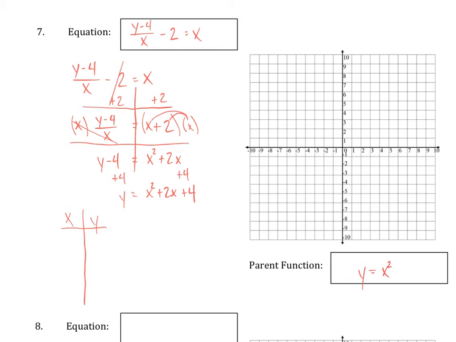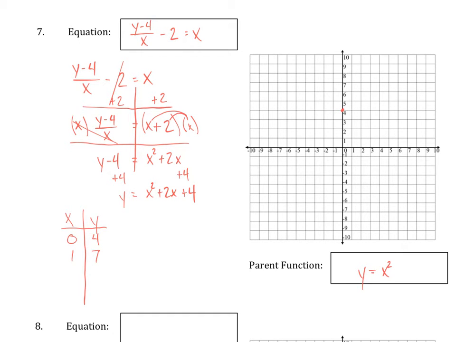So the one that I would always choose first would be 0. If I plug in a 0, this term will be 0, this term will be 0, so I'll be left with a 0 plus 4. So there's the point 0, 4. I would do a 1 next, probably. This would be 1. This would be 2. 1 plus 2 is 3, plus 4 is 7.